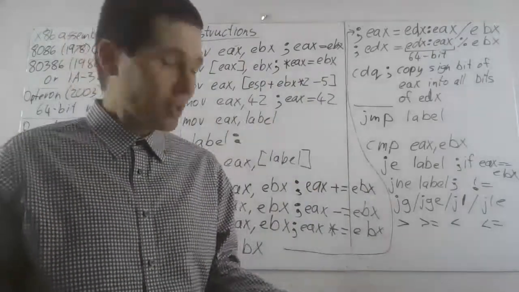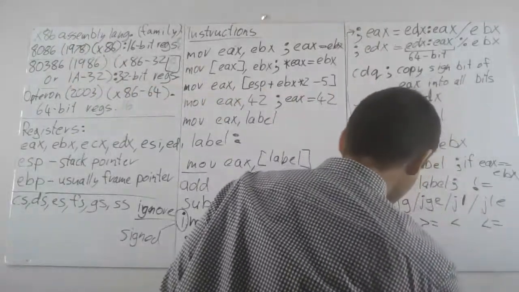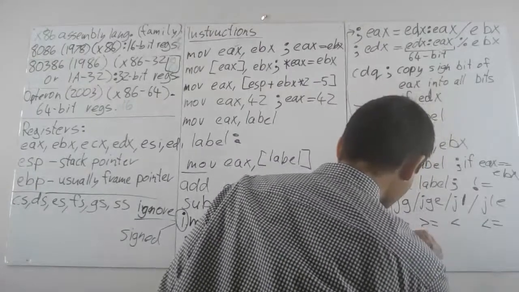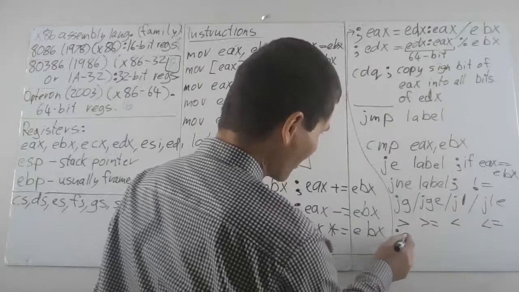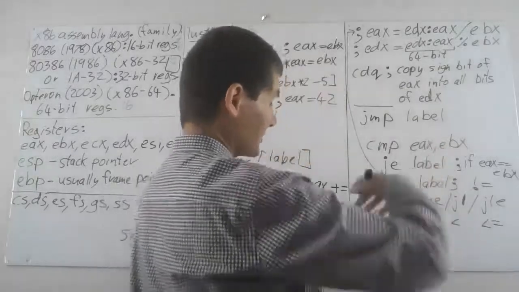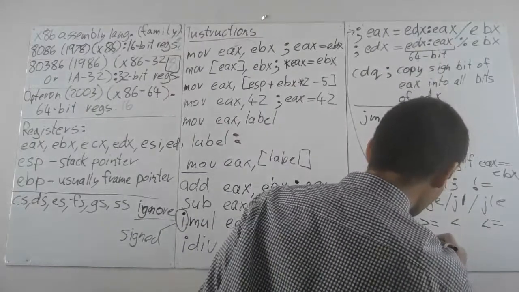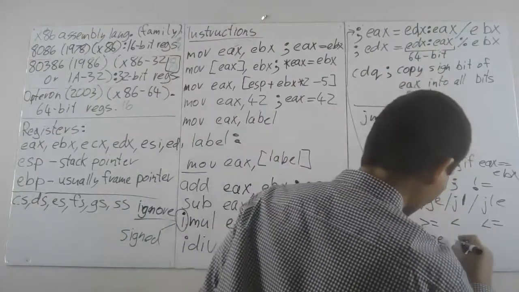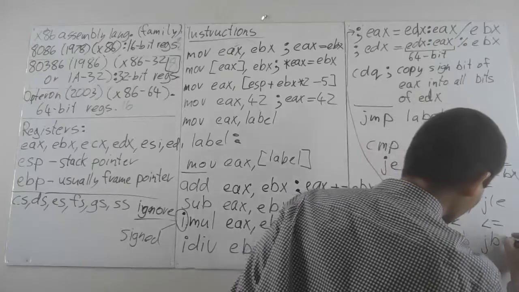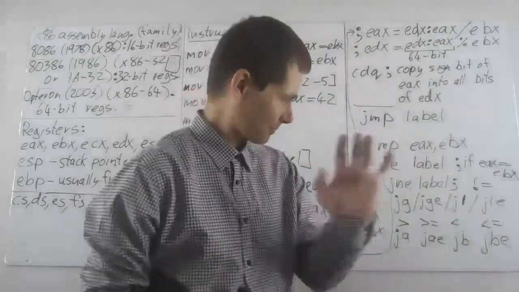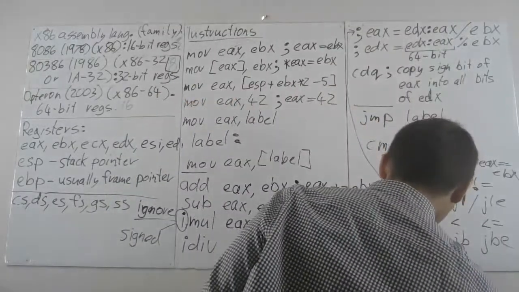And then there's also unsigned versions of these. And the way to remember them is it's JA for jump above. So if EAX is above EBX. Then there's jump above or equal, and then there's jump below and jump below or equal, JBE. Okay, and so these guys are unsigned comparisons.